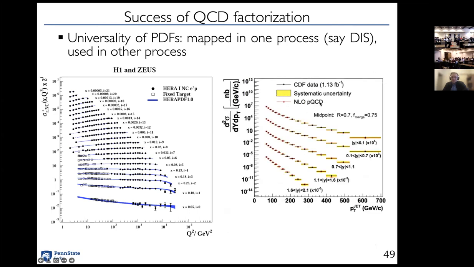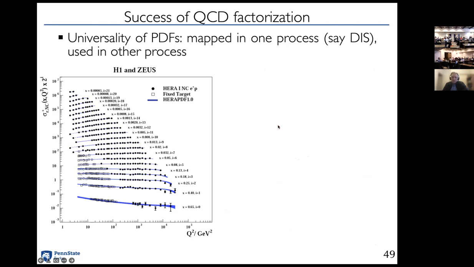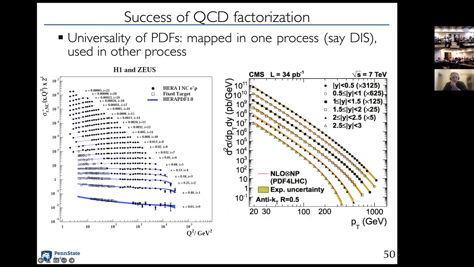Here are the results of the CDF data now of the jet production compared to next to leading order QCD. And here it's already from CMS at 7 TeV for different rapidity intervals, again compared to next to leading order calculations. So there is little doubt that those objects are universal.